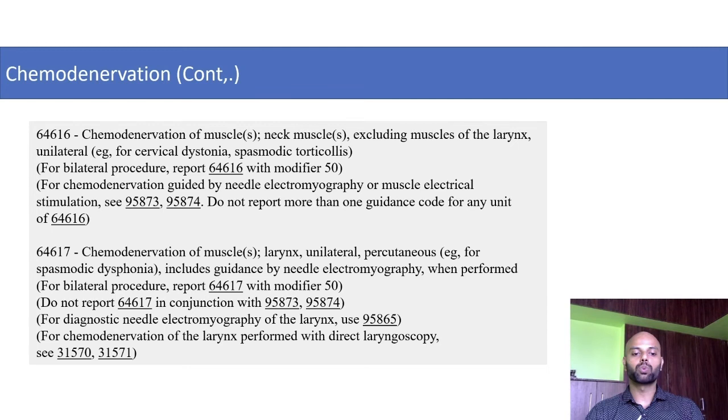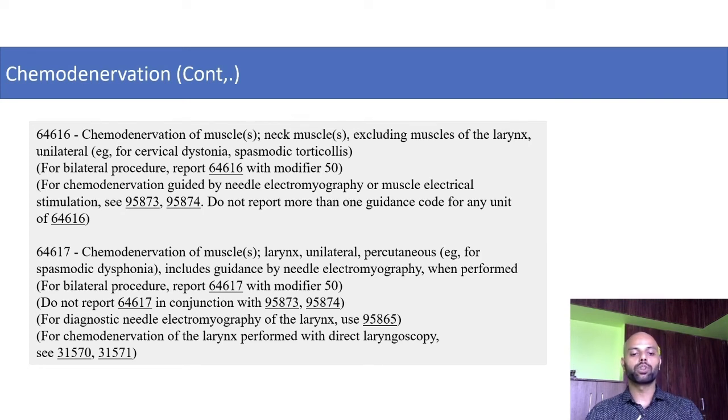CPT 64616 is for chemodenervation of muscles, neck muscles, excluding the muscles of the larynx. This is a unilateral code. For bilateral procedure, report this code with 50 modifier. For unilateral code, use the appropriate laterality modifier. For chemodenervation guided by needle electromyography or muscle electrical stimulation, see the procedure 95873 and 95874. Do not report more than one guidance code for any unit of 64616.